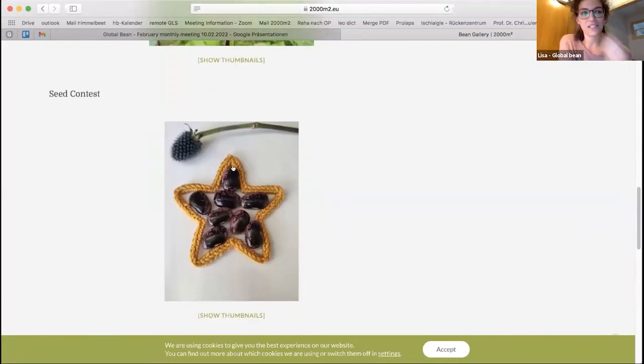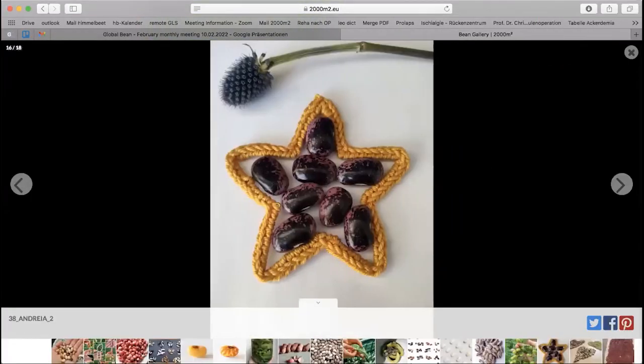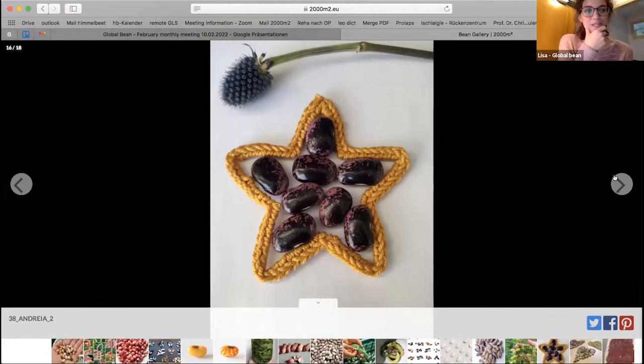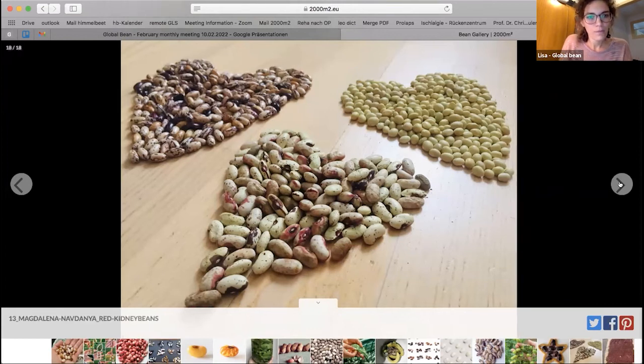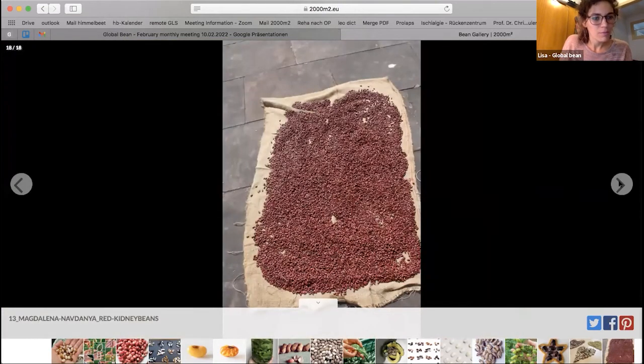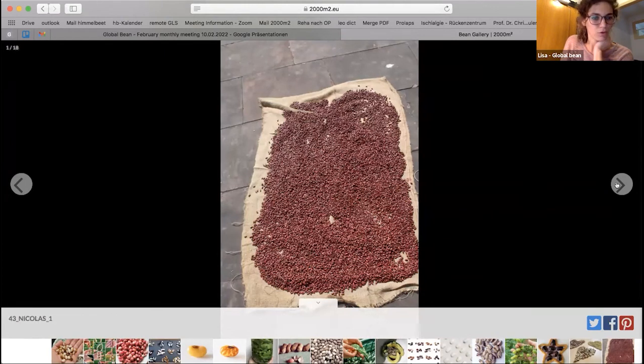And we move to the last category, the seed contest. We have also a little picture. And the picture which comes from Andrea. I don't know if she's here. And perhaps we can move on. Aldo Matteucci, Jacobs, Cattle, Solfino. Is Magdalena here? Okay, we can move on.